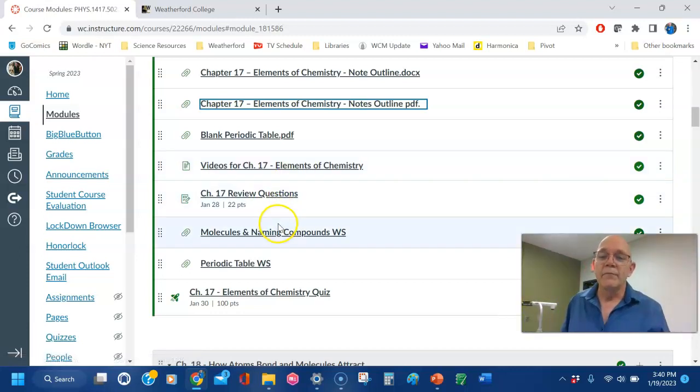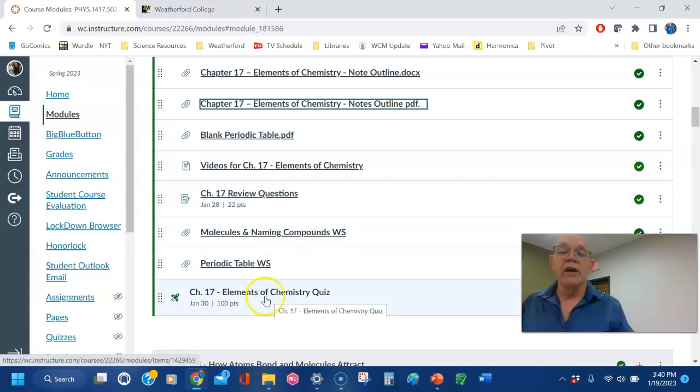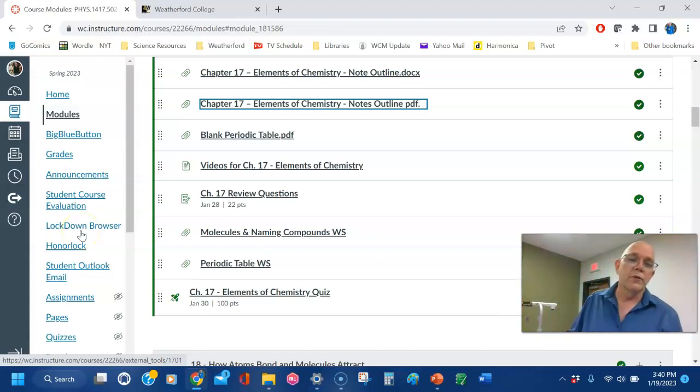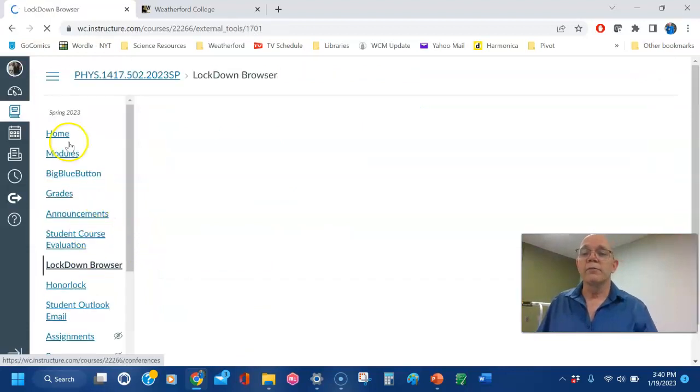Now some of these have worksheets and stuff like that too, but most of them will have the notes, the videos, and review questions. And then there will be a quiz at the end of it. Now to take the quiz, you will eventually need to use the lockdown browser, which is over here on the side. If you click on that, it'll take you through the steps and set it up, so that when you take the quiz or test, you can't go to any other web pages besides the quiz. So you'll need to install that. We will have the first quiz coming up.